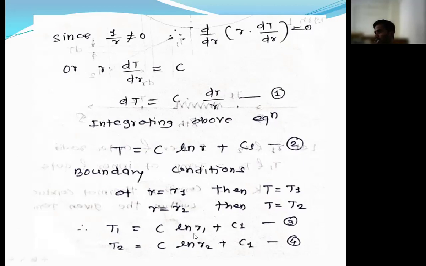T1 is equal to C ln R1 plus C1. T2 is equal to C ln R2 plus C1. This is the equation number 3 and 4. Then equation 3 minus 4. So by subtraction, we get the equation as T1 minus T2 is equal to C ln R1 minus C ln R2. C1 काय होणार आहे? कॅन्सल होणार आहे.